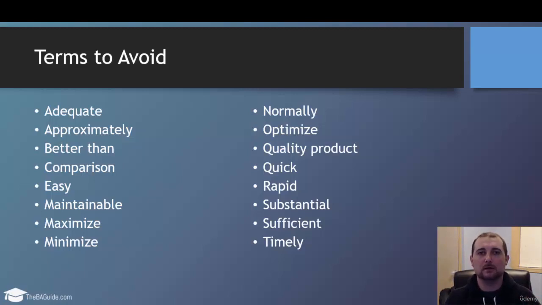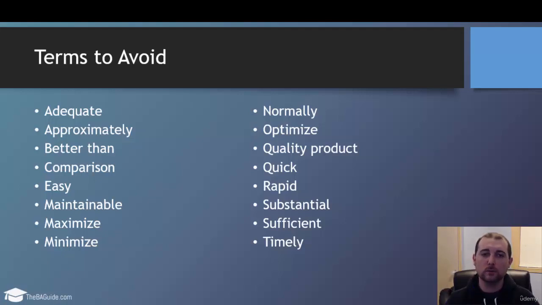Maintainable. Well, what does it mean by maintainable? The system shall be maintainable. What does that mean? Do you need to run an upgrade through every month? Do we need to have an admin, a non-technical person, that can go in and run certain cleanup jobs? What's maintainable? Maximize, minimize. Two more terms.